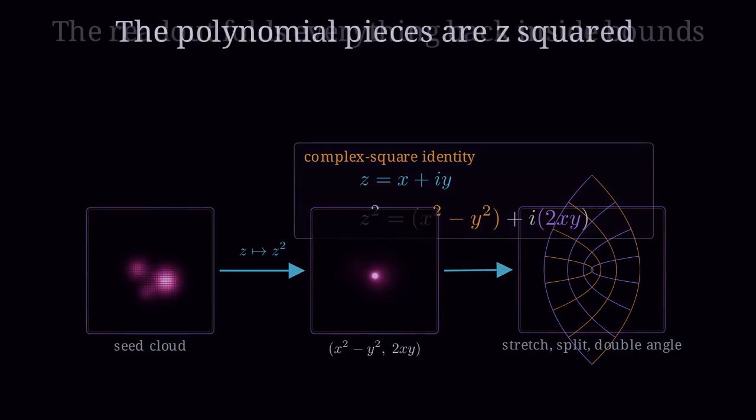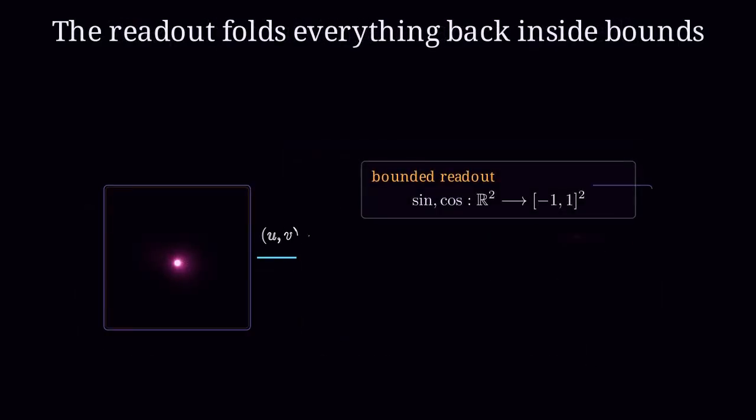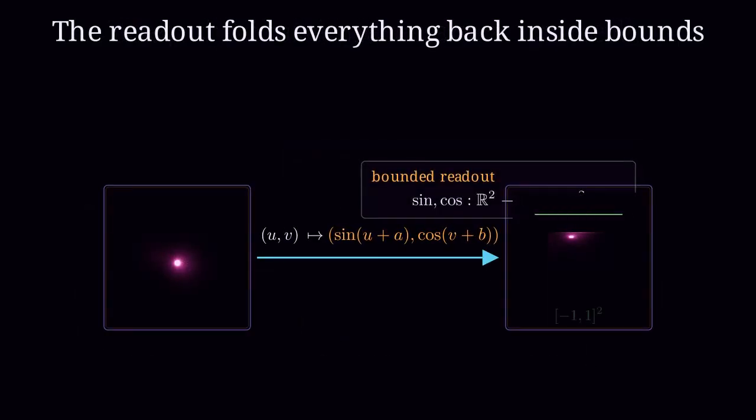Sine and cosine are the second move. They fold the stretched sheet back into a bounded square, so the orbit cannot fly away.